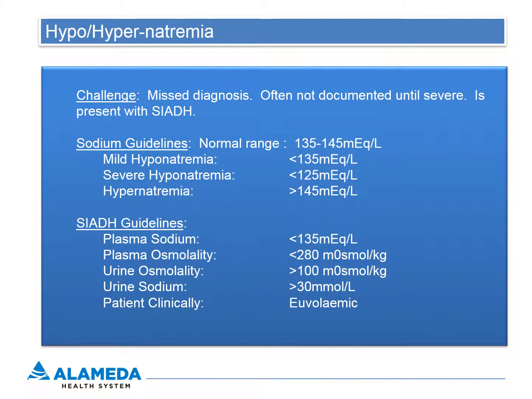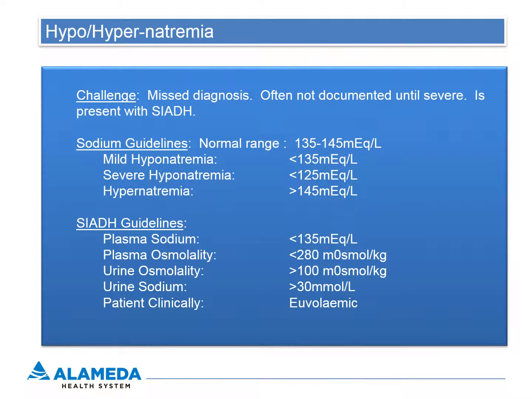The next abnormal lab as a significant comorbid diagnosis is either hyponatremia or hypernatremia. Again, it's often missed as a diagnosis that's documented, and most people don't document it until it's severe. And just so you know that it is present in SIADH. So the sodium guidelines are the following.